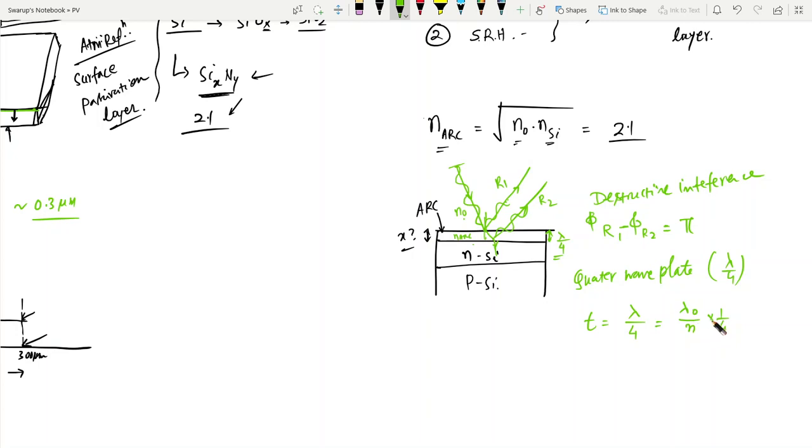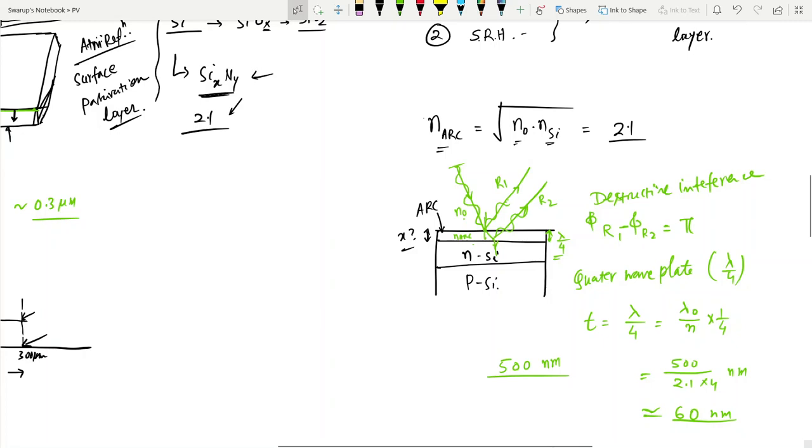λ0 is the wavelength in free space, right? So λ0 by n is the wavelength inside the ARC, the anti-reflection coating. So from here you can calculate. Typically, if you take a 500 nanometer wavelength, then 500 by 2.1 into 4 nanometer. If you calculate this, you'll roughly get around 60 nanometer, right? So we know the ARC thickness by doing this math.